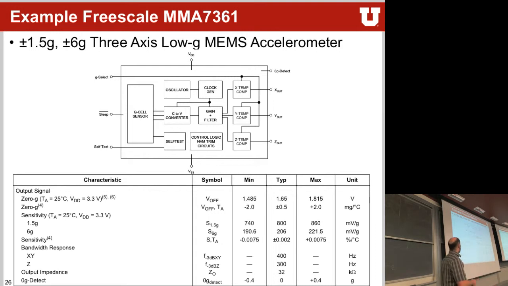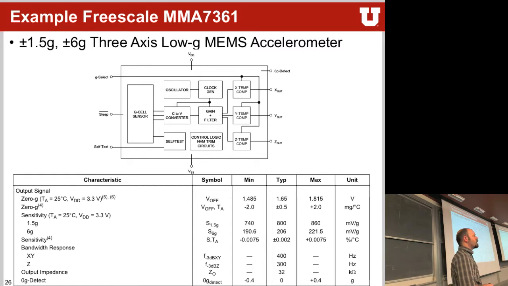It will tell us that the 0G output will be 1.6 volt typical, not really interesting to us. Sensitivity, there we go, okay. Sensitivity at 1.5G or 6G. So apparently you can have this chip in two different modes. One of them measures up to 1.5G, and the other one up to plus minus 6G. And what happens is that the output will be typical 800 millivolts per G. Okay, that's good. So now we know it's 800 millivolts per G. Or in the 6G version, it's 206 millivolts per G.